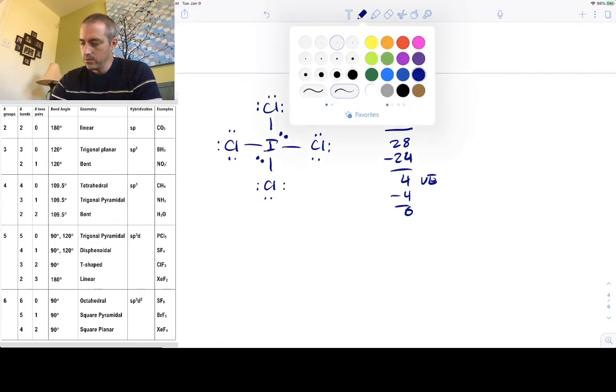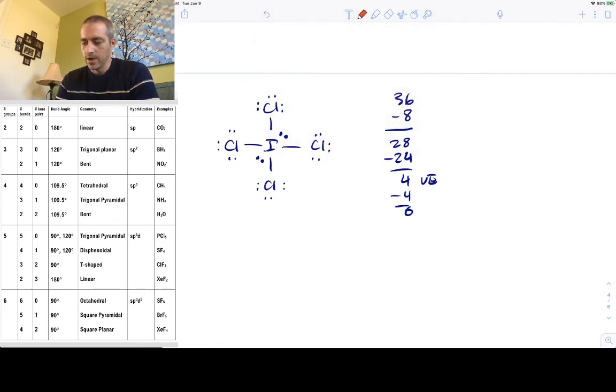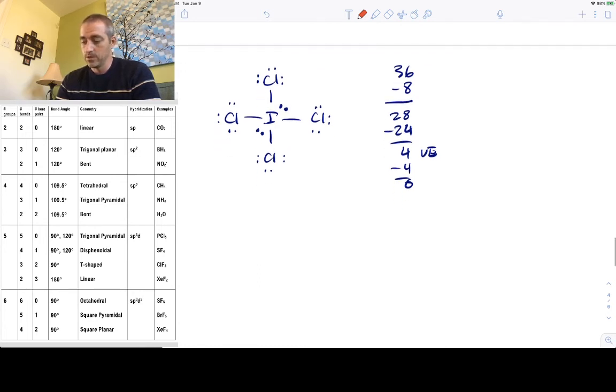Okay, every atom has a full octet and then some, so we don't need to make any multiple bonds here to fill up any octets. Everything's got a full octet. Let's do the formal charge thing.